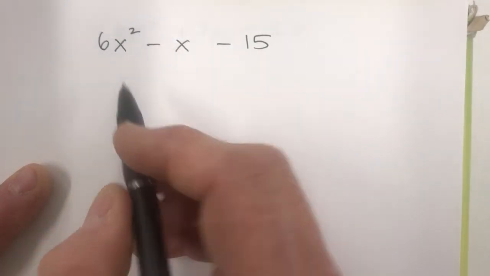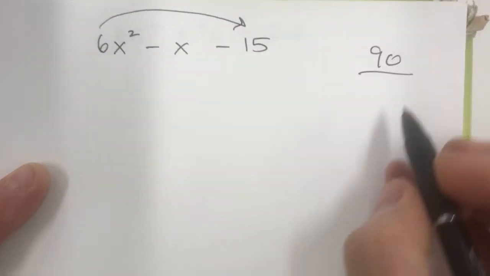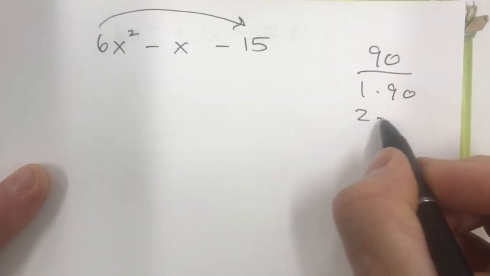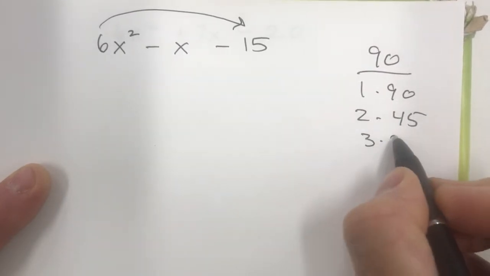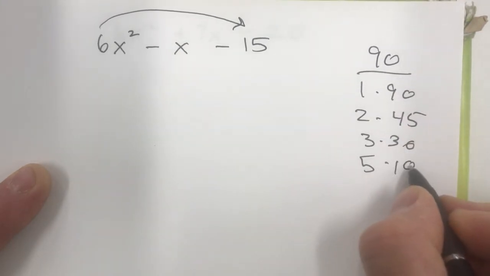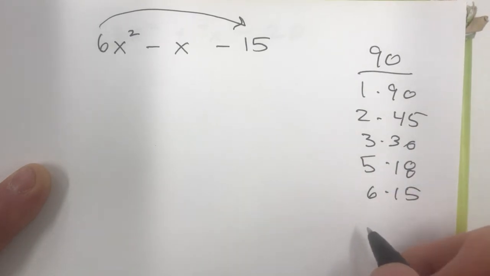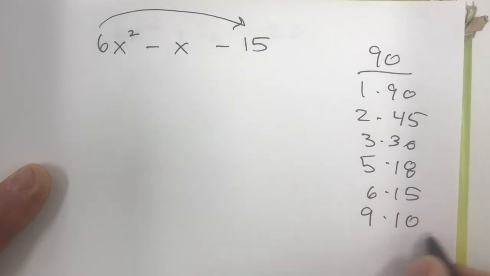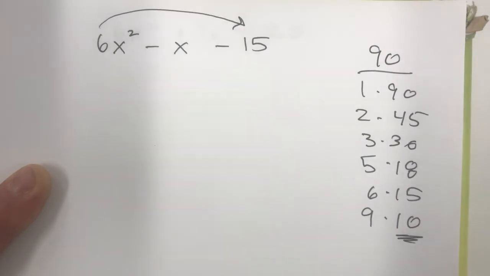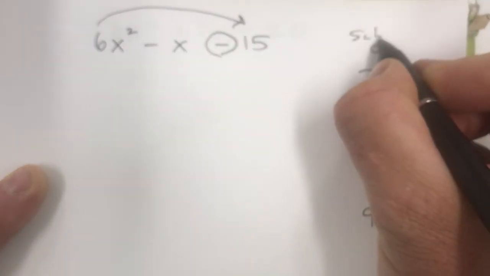So we got an a number of 6. So I do 6 times 15, which is 90. Okay, 90 divided by 1 is 90. 90 divided by 2 is 45. 90 divided by 3 is 30. 90 divided by 4 is a decimal. 90 divided by 5 is 18. 90 divided by 6 is 15. 90 divided by 7 is a decimal. 90 divided by 8 is a decimal. 90 divided by 9 is 10. And then 10's next, so there we go. So there's all my possibilities of 90. Okay, now, my last sign's a minus, which means I'm going to subtract.